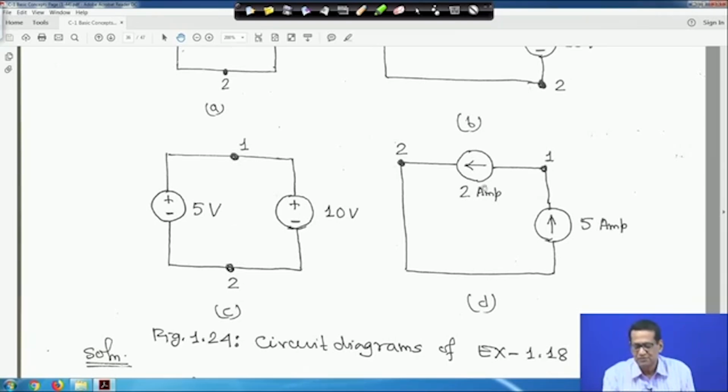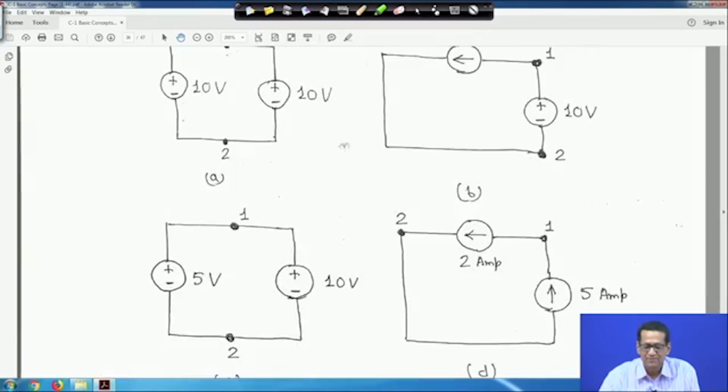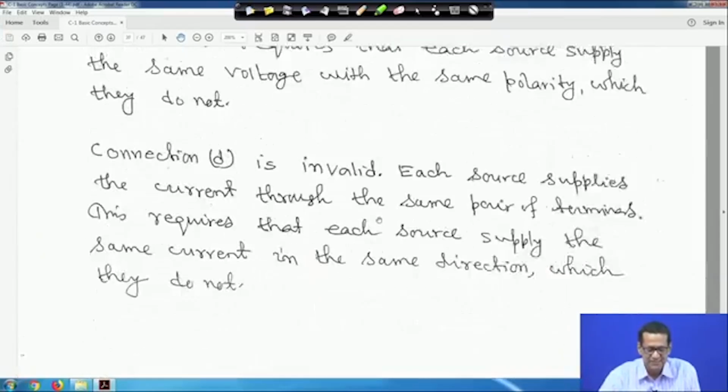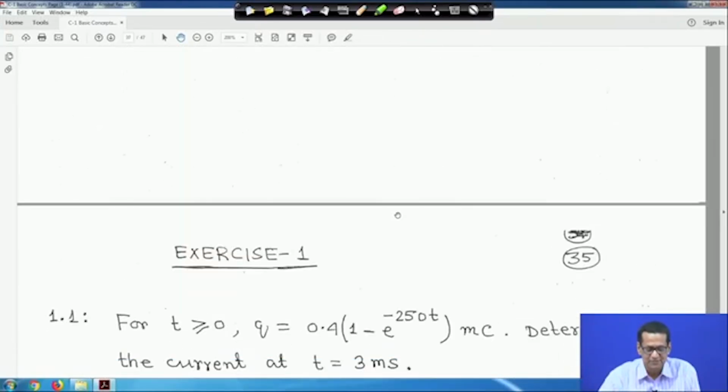Similarly, this 2 ampere current source and another 5 ampere one in series is not valid, because it is a simple circuit. So, this is an invalid connection, because here it is 5 ampere, here it is 2 ampere, it is not possible. 5 ampere and 2 ampere cannot flow like this, either it has to be 2 or it has to be 5, but both the way we have connected, it is an invalid connection. Similarly, here also it is invalid. So, A, B are valid connections, C, D are invalid connections. Everything is written there, just go through it.